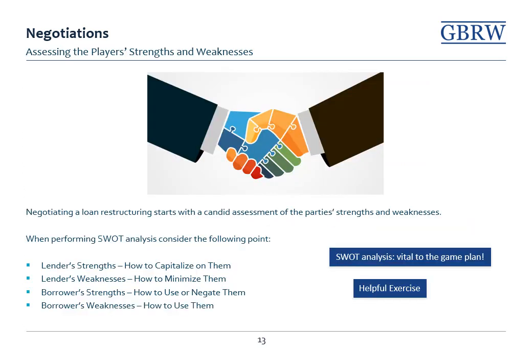We also discussed the process of assessing negotiating leverage. Negotiating a loan restructuring necessitates a candid assessment of the parties' relative strengths and weaknesses. Therefore, conducting a SWOT analysis is appropriate and required. When performing the SWOT analysis, our goal is to consider the following viewpoints: lender's strengths, how to capitalize on them; lenders' weaknesses, how to minimize them; borrowers' strengths, how to use or negate them; borrowers' weaknesses, how to use them.